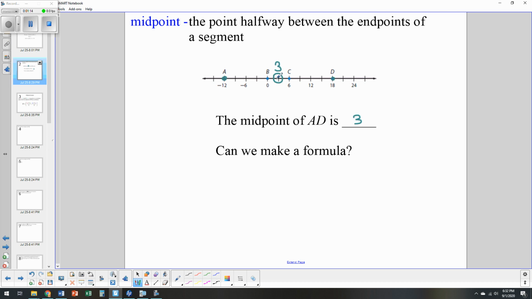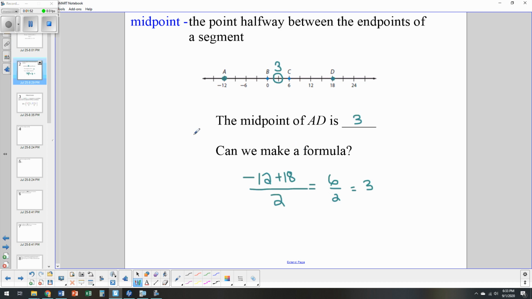Another way I can get to the value of 3, knowing the endpoints represented negative 12 and 18, is if I took negative 12 plus 18 and divided it by 2, right? Because that becomes 6 over 2, which is 3. So what we're really looking at here is the average. When you take two things together and find their sum and then divide it by 2, or take three things and divide it by 3, that is the average. So we're finding the average of the two endpoints to find the value of the midpoint.